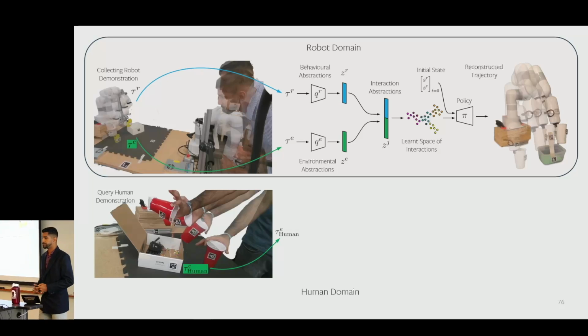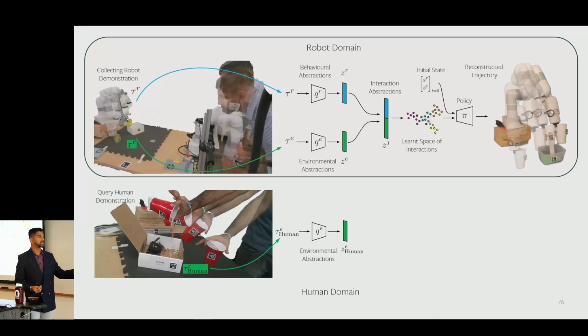Now you can take this tau e human, the trajectory of the environment in the human domain, and encode it into a desired environmental abstraction, ze human, via your encoder QE. Now here you can actually share the parameters of QE with the QE in the robot domain, because we assume that both of these demonstrations are in the same environment. Now what we'd like to do is take this desired environmental abstraction ze human, and then find the nearest neighbor of this in the robot representation space of interactions.